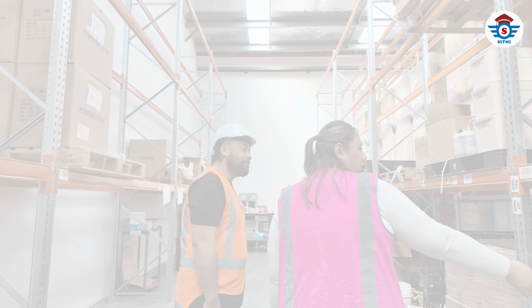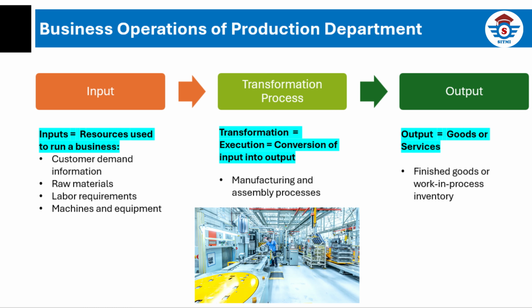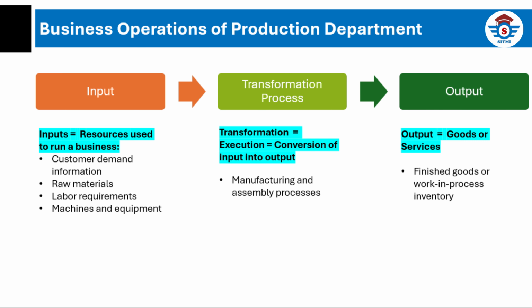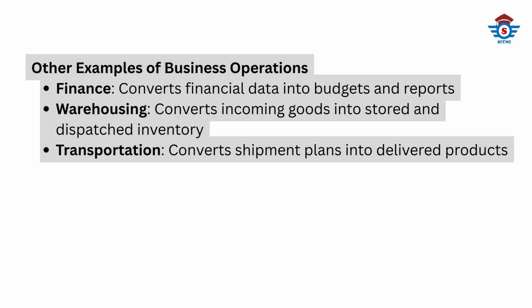Let's take a simple example of a production department. It takes inputs like customer demand information, labor skills, available raw materials, and machines, and finally it converts them into finished goods or work in process, which becomes the output. Similarly, finance, warehousing, and transportation are also business operations.